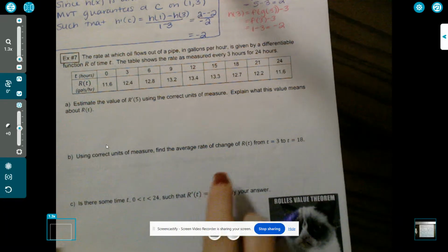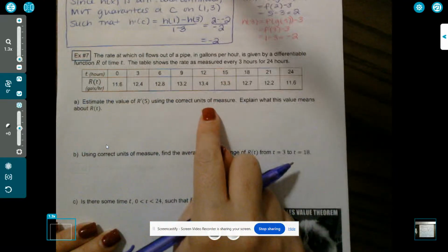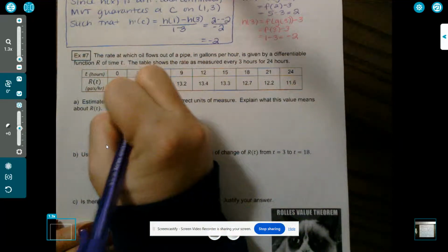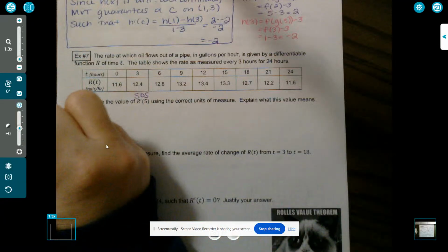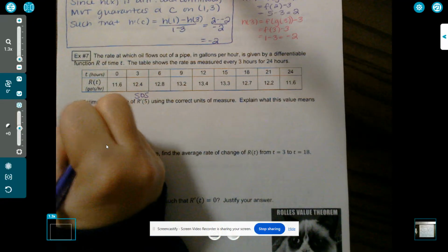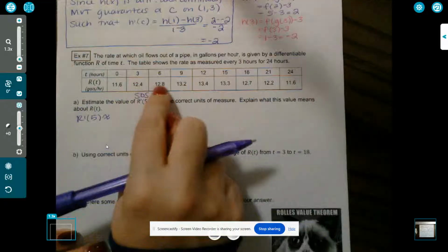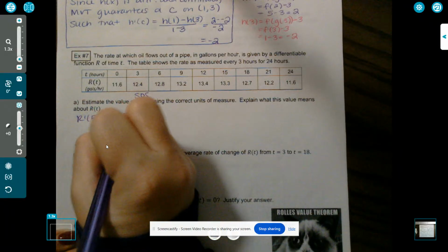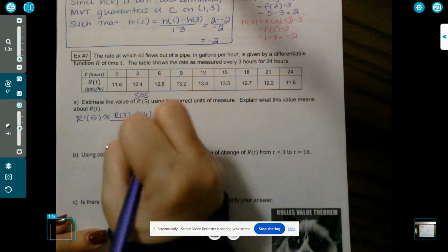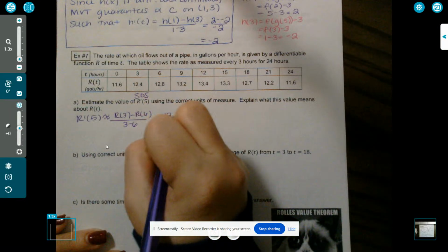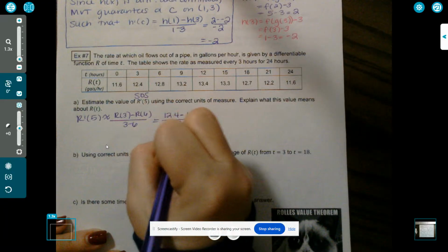So to find r prime of 5, we're given r. Remember, if we don't have everything we need, we're going to use the slope of the secant. So r prime of 5 would approximately be the two points around it. 5 would be between 3 and 6. So r of 3 minus r of 6 over 3 minus 6. R of 3 gives me 12.4.